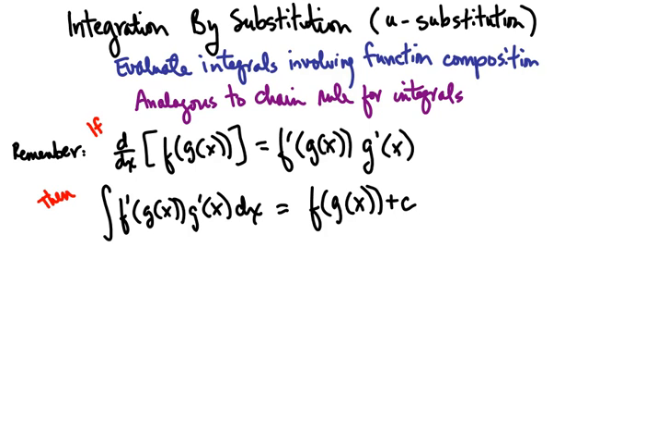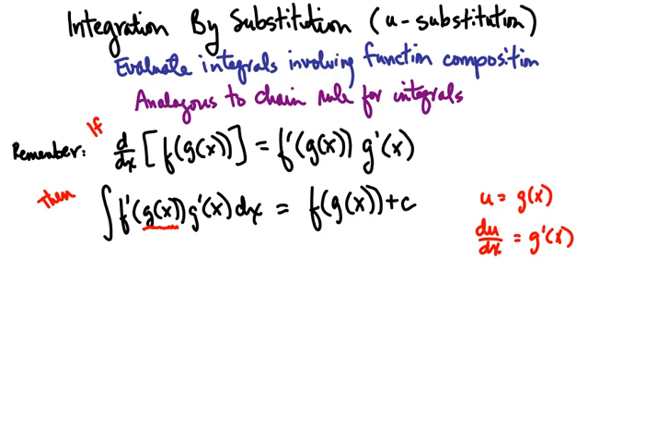Now, how is that useful for us? Well, it turns out that there are some cases of integrals of function composition that we can now integrate using this strategy or concept. And it works something like this. If we take the inside function, which is g of x, and set that equal to u, and then take the derivative of u with respect to x, we get du dx is equal to g prime of x.